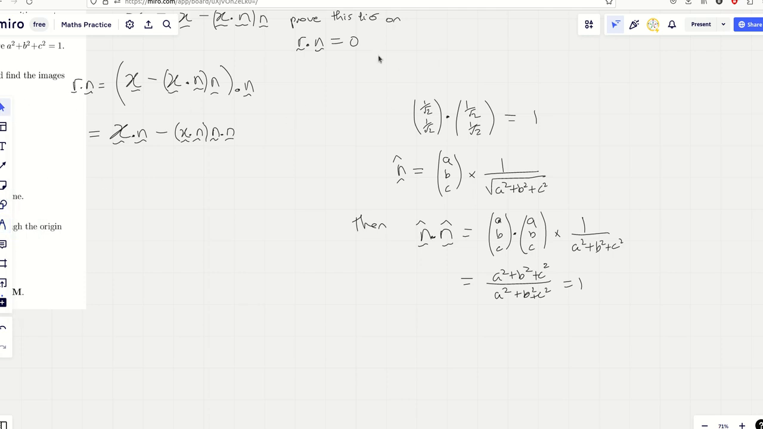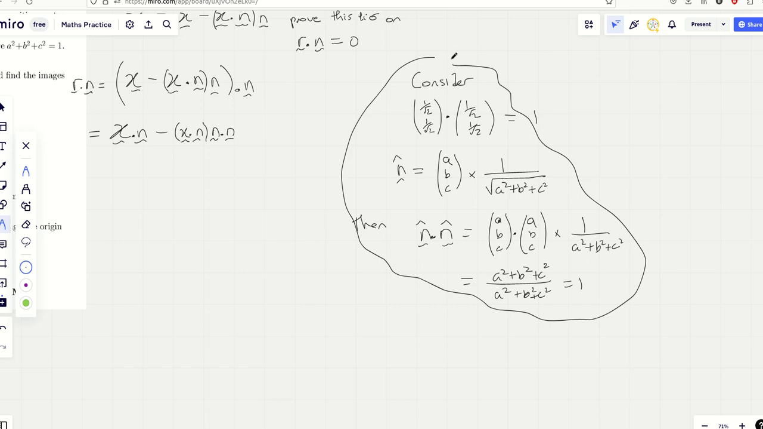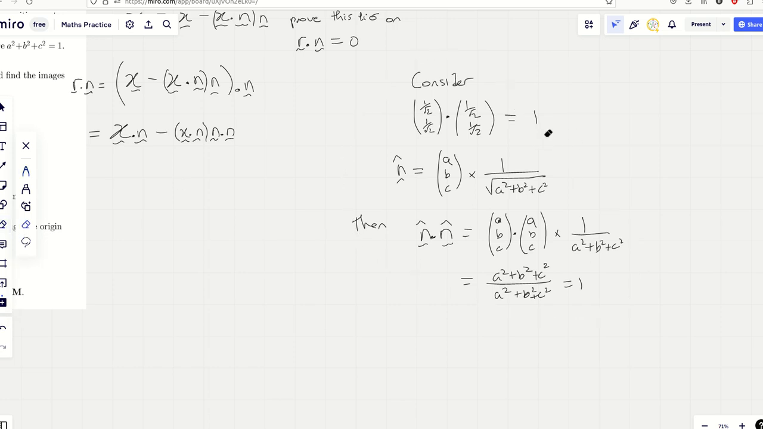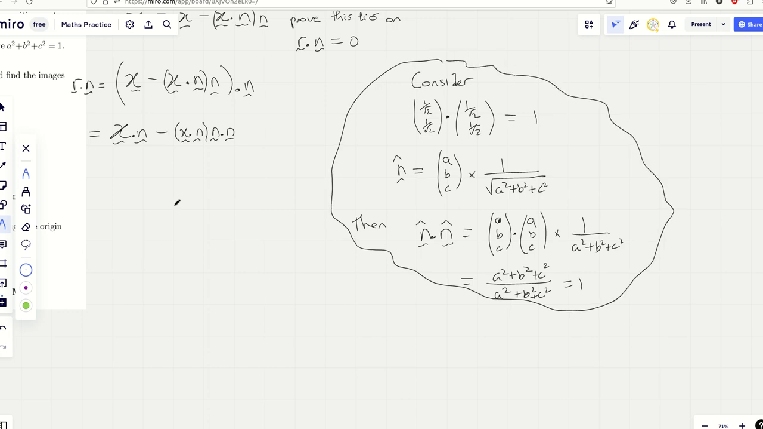You might do that working in a little box in the exam, just say consider this, and that at least shows the examiner that you worked it out for yourself if you weren't aware of the result. I believe you could have just used the result without proof. Anyway, we end up with x dot n minus x dot n, which obviously equals 0. So x minus (x dot n) multiplied by n lies on the plane.